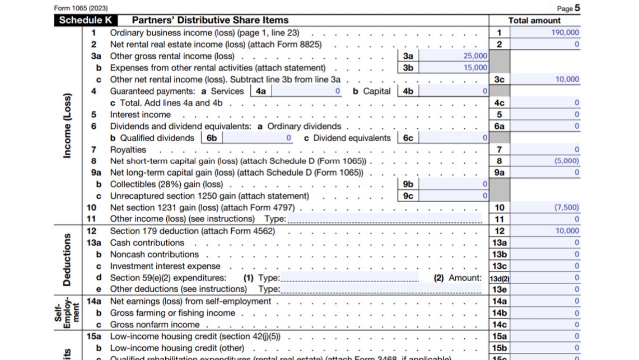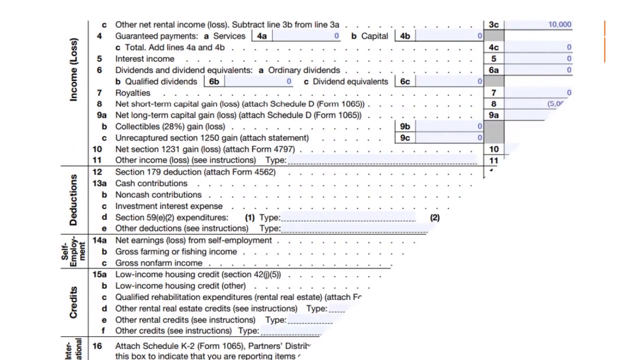So this is the net short-term loss. This actually has to reconcile with Schedule D of Form 1065. And next, section 1231 loss. Here you have to attach Form 4797. It's one of those things where you have to justify everything. You have to contextualize everything. And when we talk about deductions, if you have Section 179 deductions, you have to attach Form 4562.